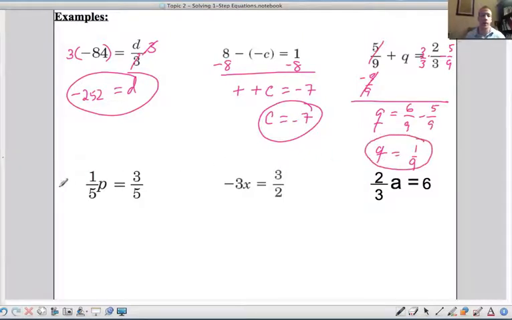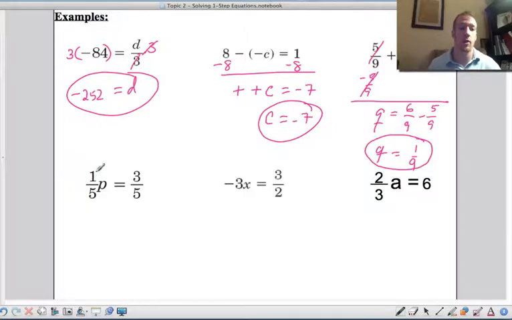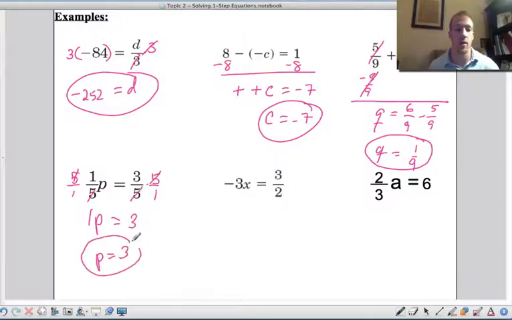All right, fractions are people too. So now we're multiplying by 1/5. The opposite of that would be to multiply by a 5. All right, because 5 times 1/5, or 5/1 times 1/5, just reduces to 1p equals, multiplying our fractions here, 3 times 5 is 15/5, which reduces to a 3. I like to write it like this, p equals 3. You don't need that 1 there. It looks better without it.